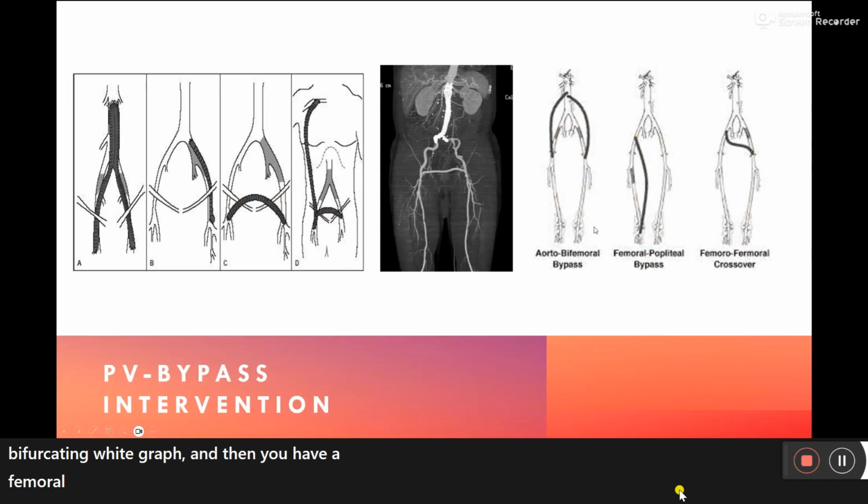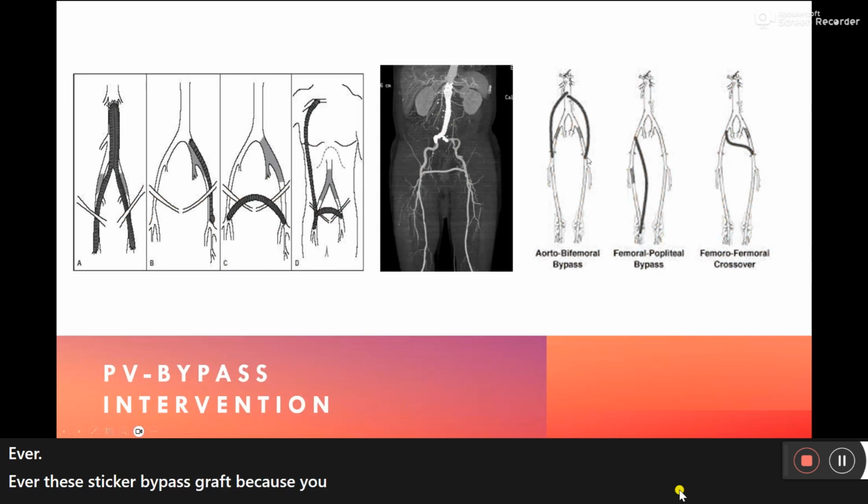Now, if I tell you, hey, we've got a patient coming down, we're going to do a lower extremity angiogram, but they have an aortobifem, what you should be thinking as a technologist is, okay, what's my access point? Because never, ever, at any point in the history of ever do you stick a bypass graft, because you can destroy the bypass graft.